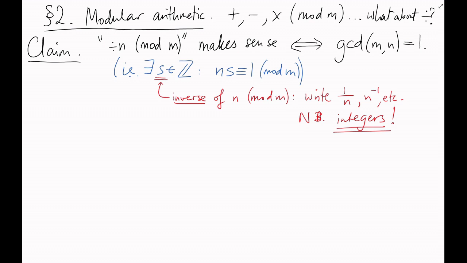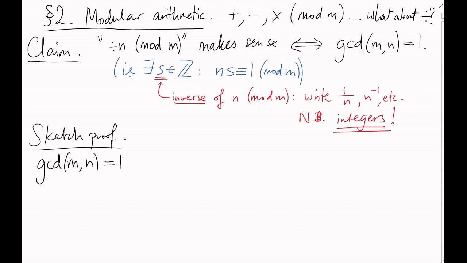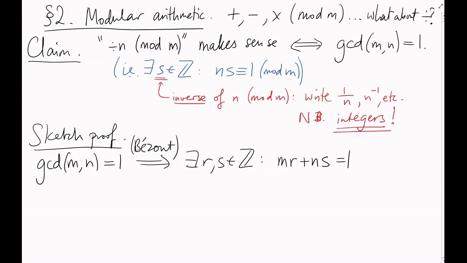Here's a sketch proof of that claim. I'll leave all the details for you to check. In one direction, if the greatest common divisor of m and n is 1, then by Bezout's lemma, see video 1 for a reminder of that, there exist integers r and s such that mr plus ns equals 1. This implies ns is 1 modulo m.